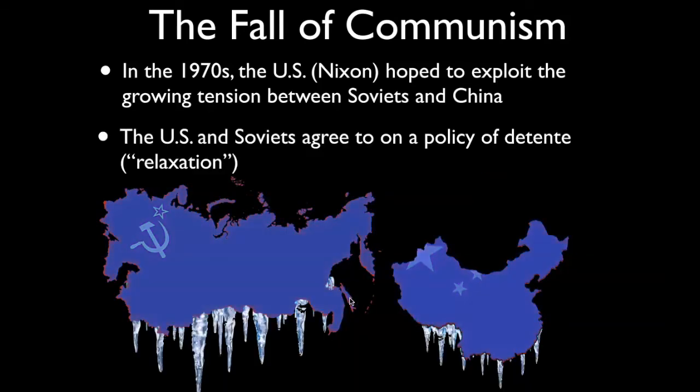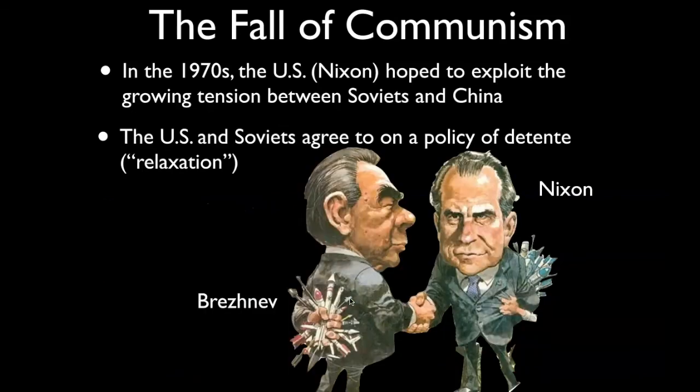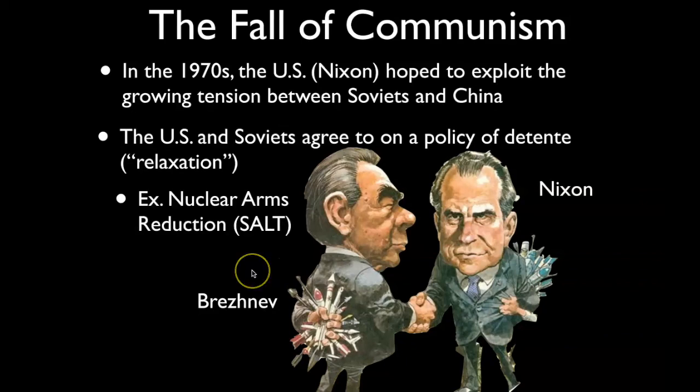The US and the Soviets agree on a policy of détente. Détente is a French word. It means relaxation. So the tensions of the Cold War are beginning to chill out a little bit. This is going to lead to treaty negotiations between the United States and the Soviet Union over issues like nuclear arms control. A nuclear arms agreement was reached called SALT, Strategic Arms Limitation Treaty. They began to come to common agreement on reducing the stockpiles of nuclear weapons that both countries possessed.